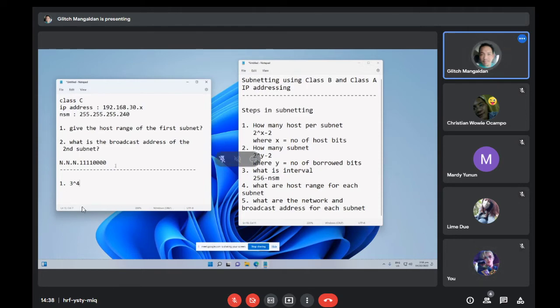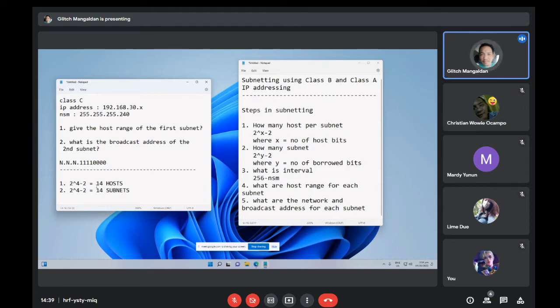So, this is not 3. This is 2. So, 2 raised to 4 minus 2 is equivalent to what? 14. Tama? 2 raised to 4 is 16. Minus 2 is 14. So, 14 host. Pwede mong i-connect. Okay, question number 2. Pwede mo na rin masagot yan. That is 2 raised to, remember, ang y represents the number of borrowed bits. So, ang borrowed bits natin, ito. Take note, parehas lang sila na 4, kaya parehas yung magiging answer nito. This is also 14 subnets.